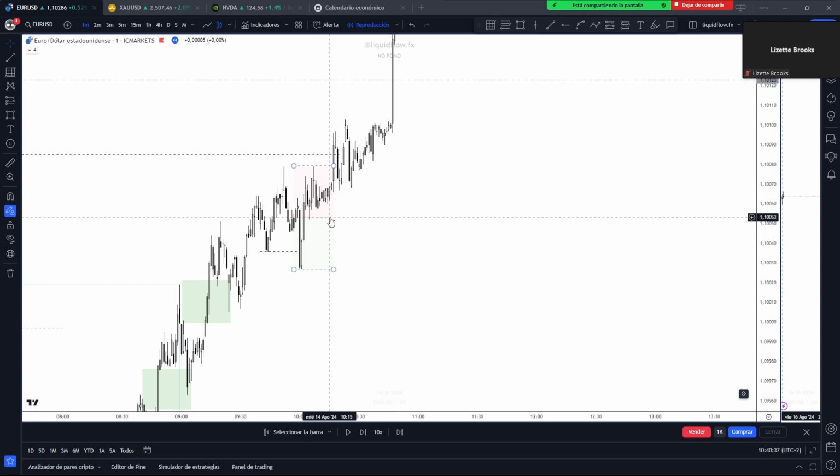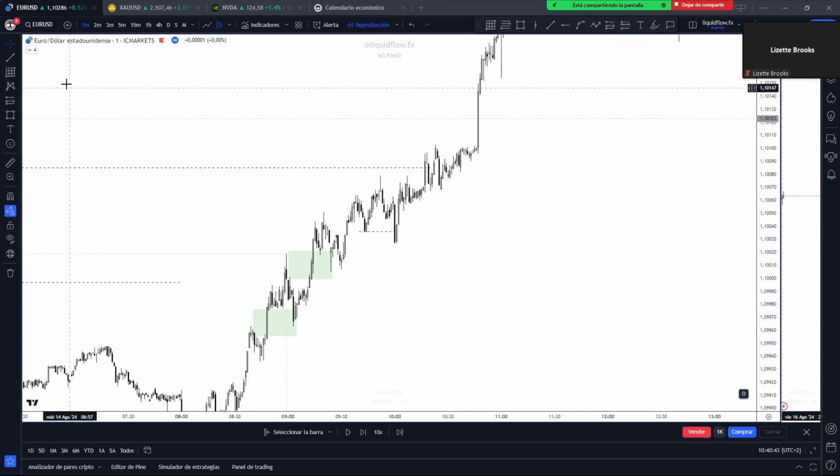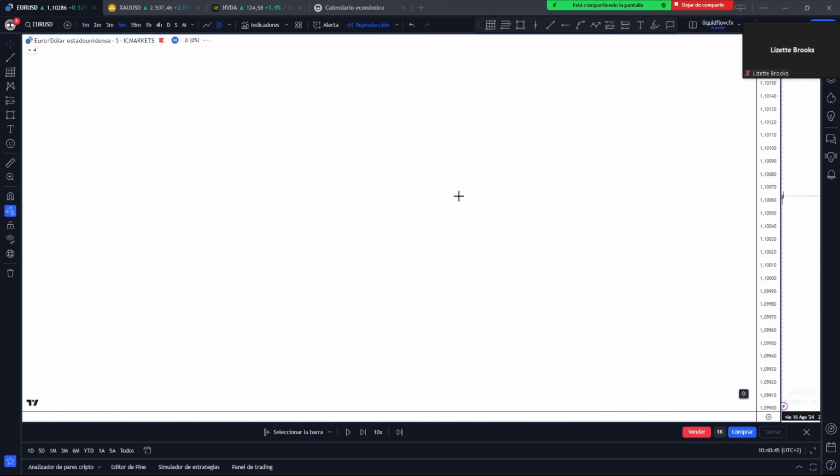So it's okay. If you cannot enter, it's okay also. I mean, that means you need to take every single trade. That's impossible. That's totally impossible.